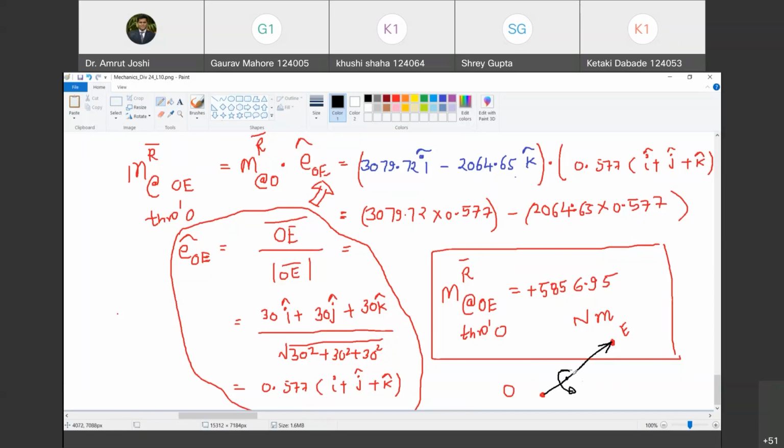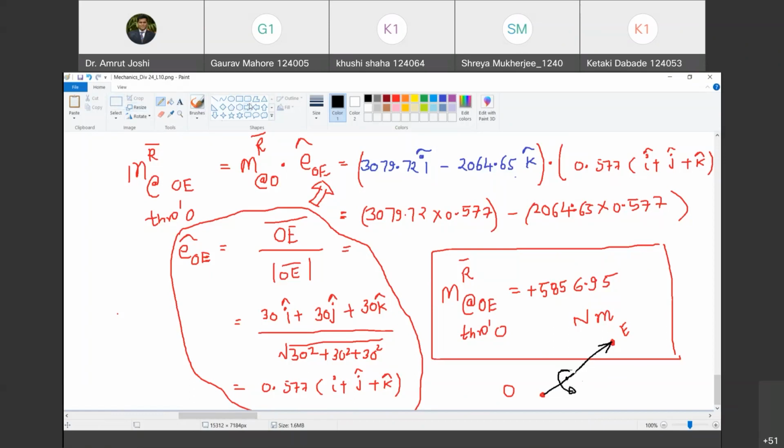No, sir, that upward. Pardon? That right hand thumb, sir. Yes, right hand thumb. So outstretch your thumb of right hand in the direction O to E. The curved fingers will indicate the direction of this moment. From O to E, sir, it will be towards yourself. Yes. Is this shown view correct? No, sir, it's correct.